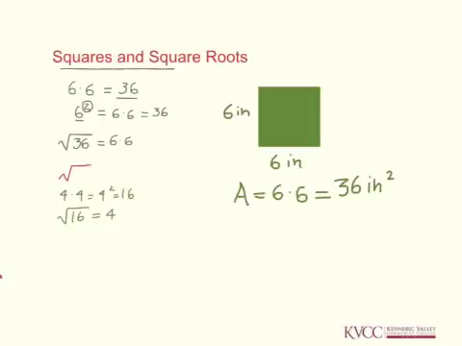And so therefore, when we're looking at the square root, the number underneath the square root symbol, which can also be called the radicand, is the area of a square, and so its square root will be the length of its side, which in this case is 6.